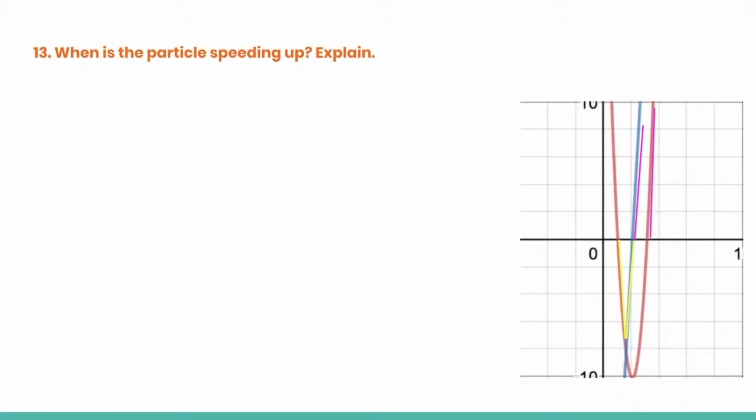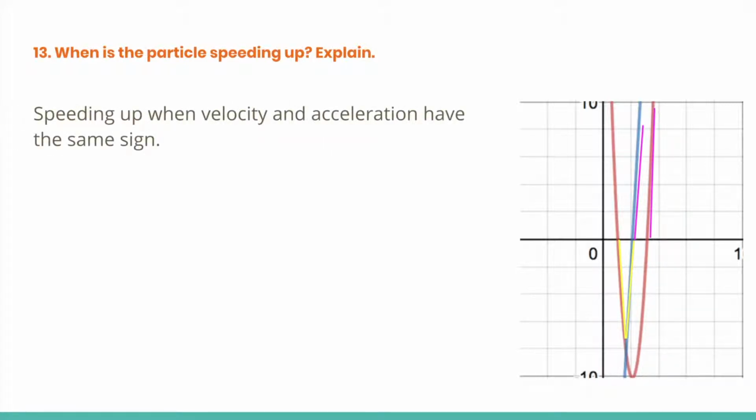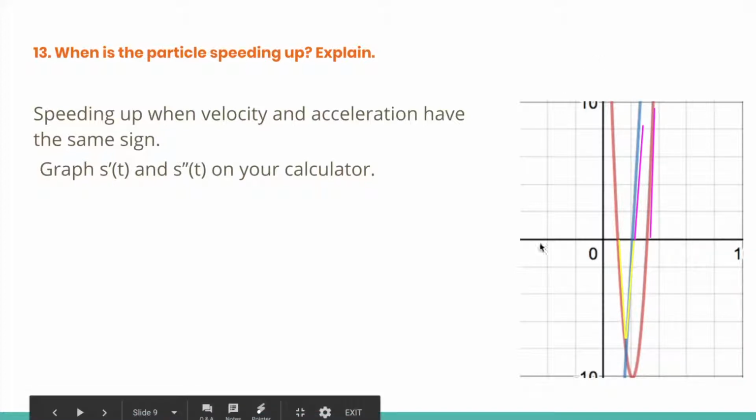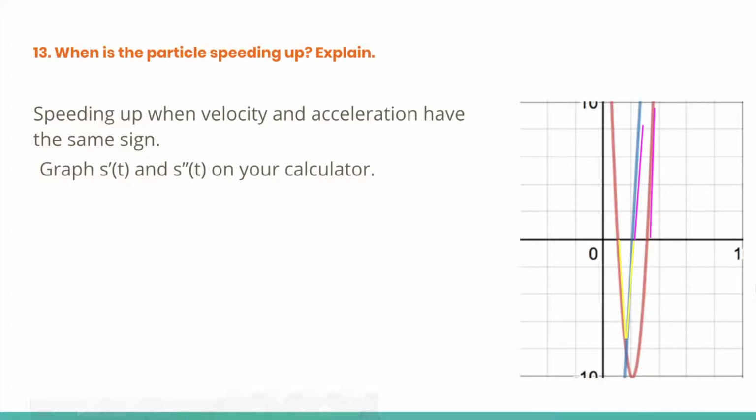Question 13 is, when is the particle speeding up? It's speeding up when the velocity and acceleration have the same sign. So in order to do this, you're going to graph S prime of t and S double prime of t onto your calculator, but I have a graph here on the right just for your convenience. I have the velocity function, which is 9t squared minus 38t plus 30, and the acceleration function, which is 18t minus 38. And those are both graphed here.